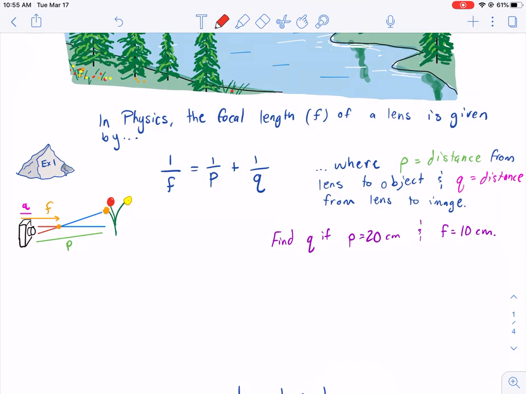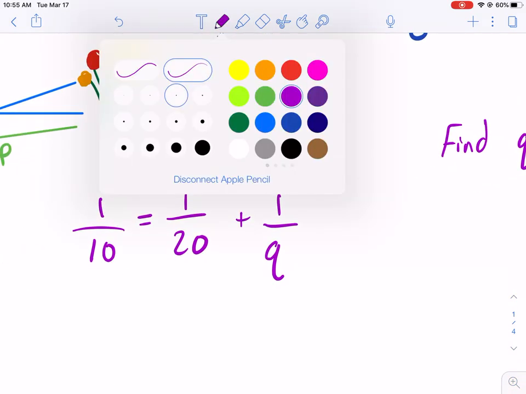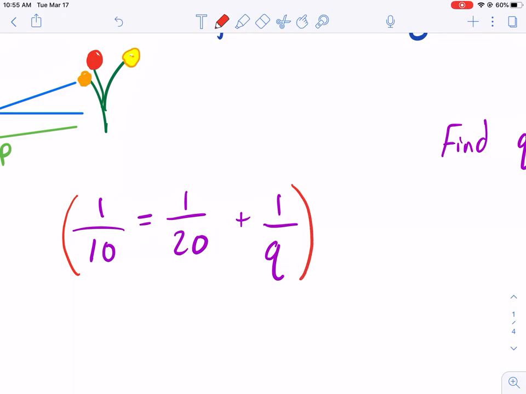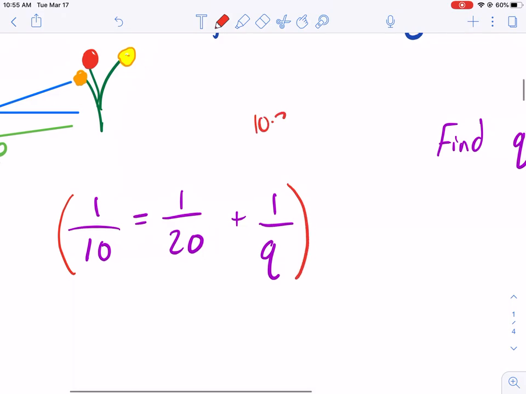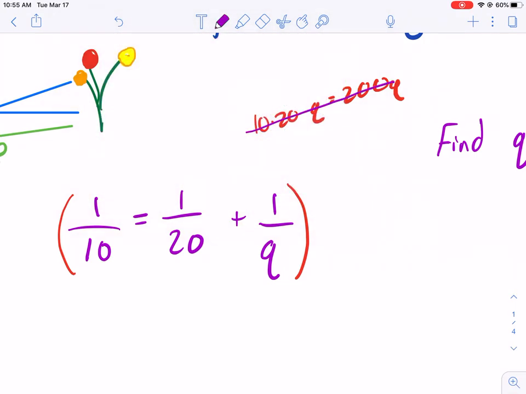We're going to put in the information that we know. For f, we put in 10. For p, we put in 20. And we are trying to find the distance from the lens to the image, so we leave 1 over q. The only thing we need to do is solve for q. So we need to multiply both sides of the equation by something that will eliminate all the denominators. We can multiply them all together, 10 times 20 times q, and get 200q, and you wouldn't be wrong, but you would get a number that's too big, and you'd have to reduce it when you're done. It's not a terrible thing, but we can find a more efficient way to do it.